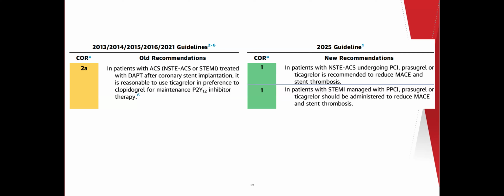The 2025 guideline has bumped this preference up from class 2A to class 1 in 2 statements. In patients with non-ST elevation ACS undergoing PCI, prasugrel or ticagrelor is recommended to reduce MACE and stent thrombosis, class 1. And in patients with STEMI managed with primary PCI, prasugrel or ticagrelor should be administered to reduce MACE and stent thrombosis, class 1.